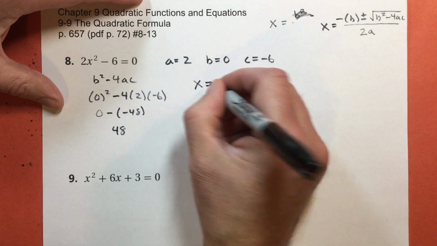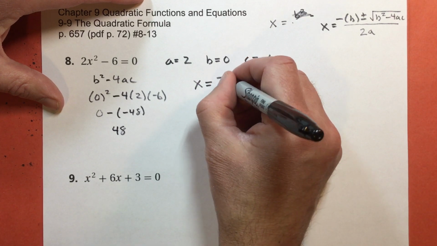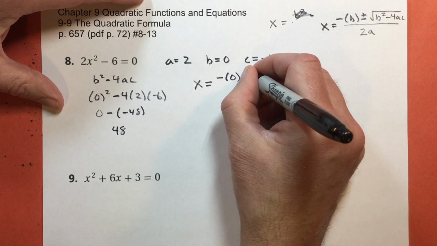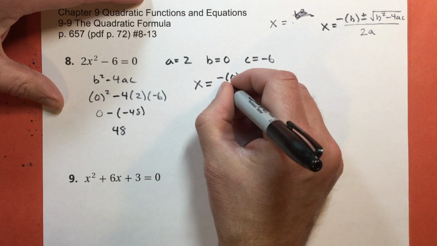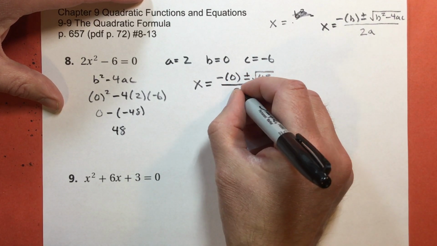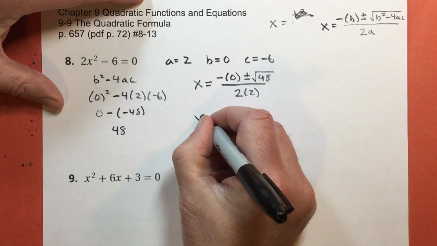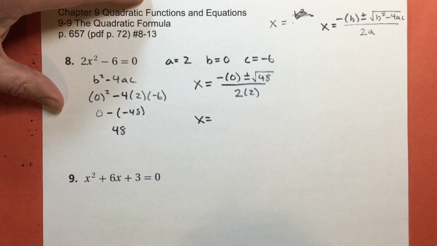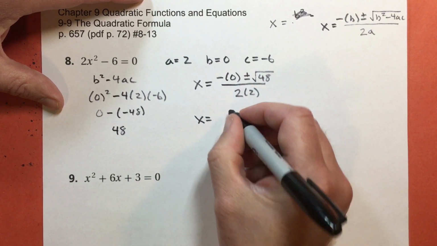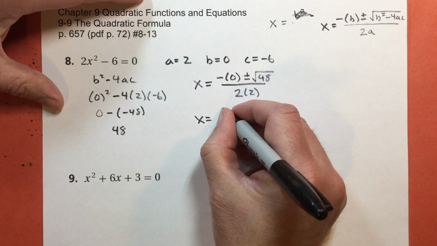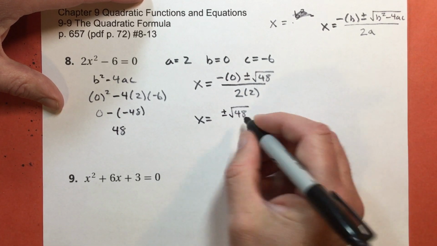For my quadratic formula, I get the opposite of B, which is the opposite of 0, plus or minus the square root of 48 divided by 2 times 2. The opposite of 0 is just 0. 0 is its own opposite. And 0 plus the square root of 48 is just going to be the square root of 48. 0 minus the square root of 48 is just going to be negative square root of 48.